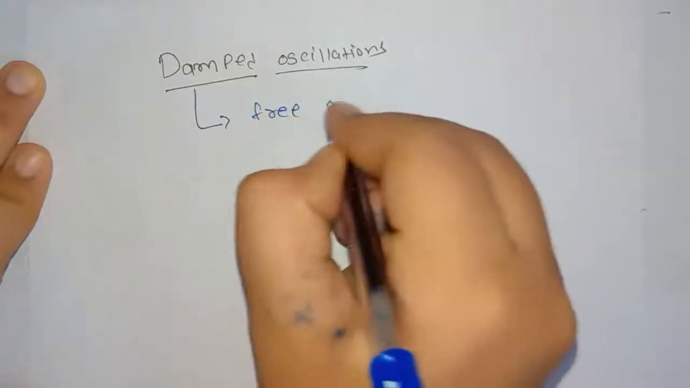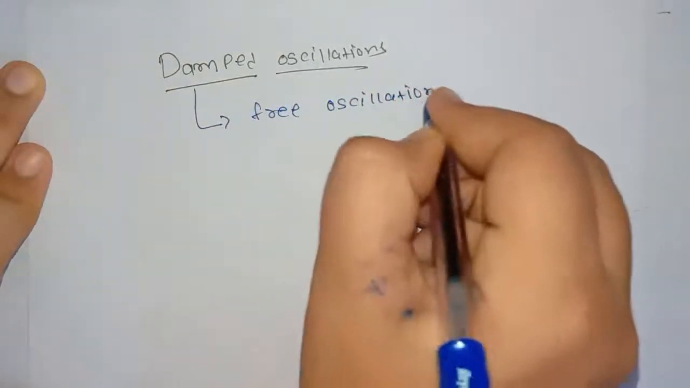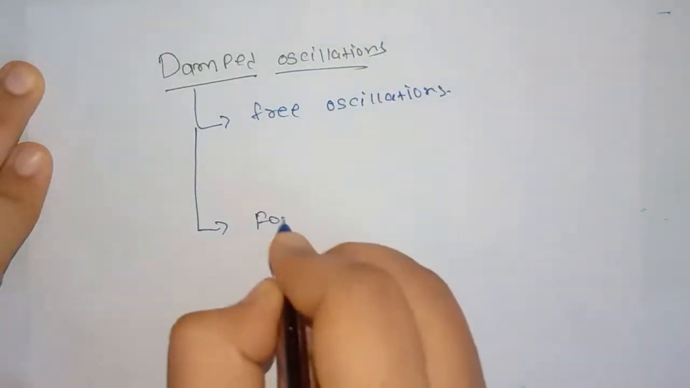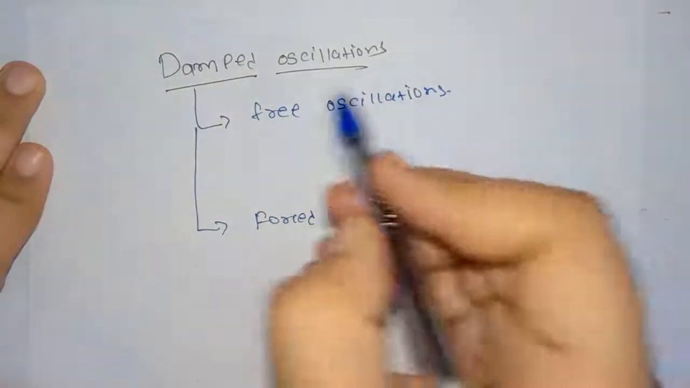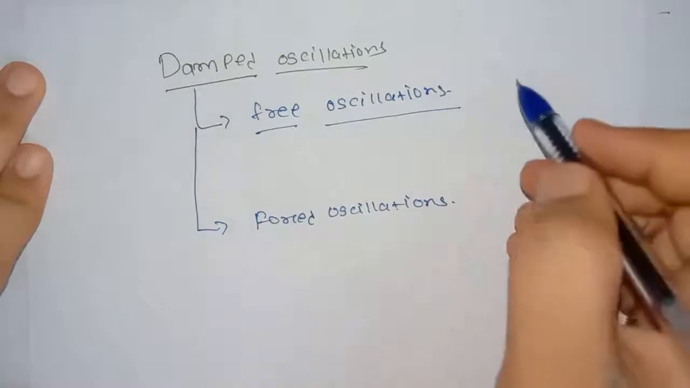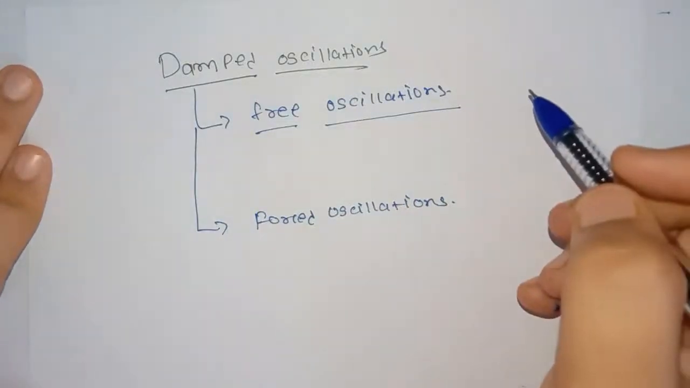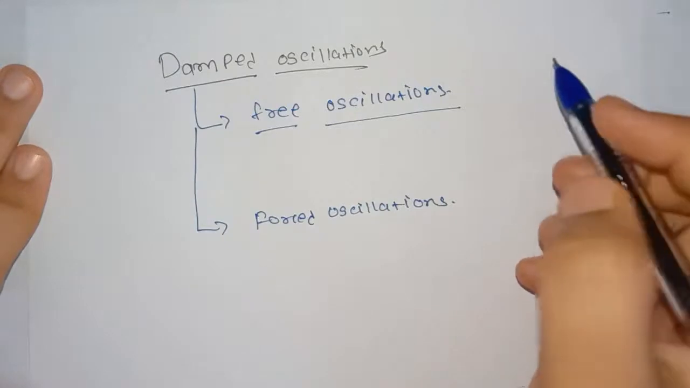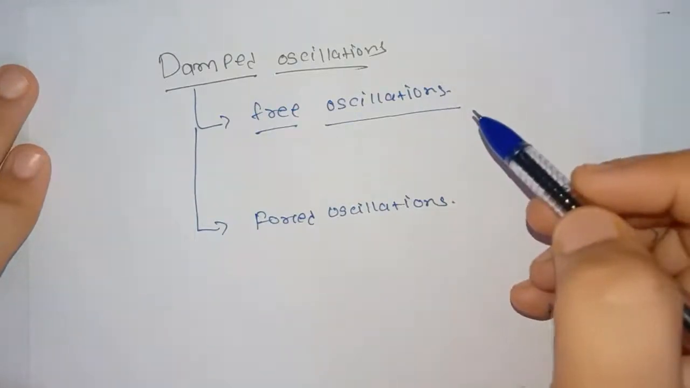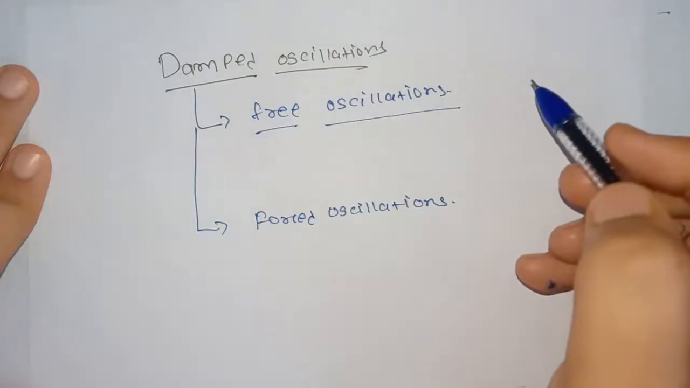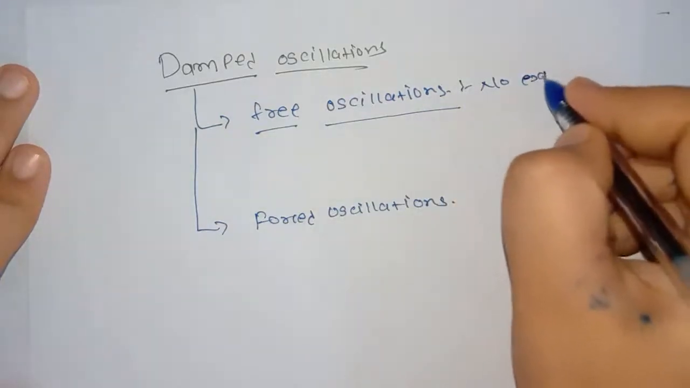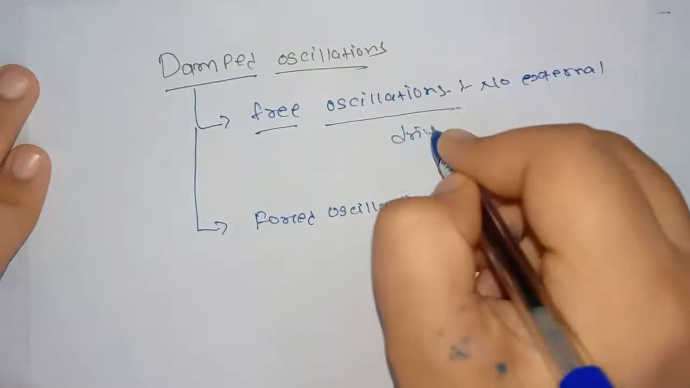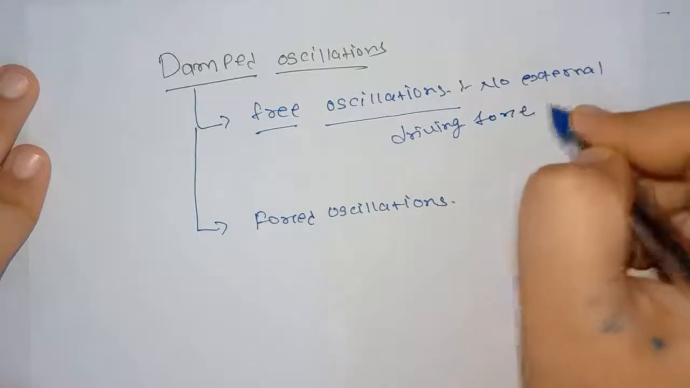There are two types of damped oscillations: free oscillations and forced oscillations. The meaning of free oscillation is that once the oscillating motion has started, we will not apply any external force to maintain the oscillation. So gradually the amplitude will decrease and finally after some time the object will be at rest. So in free oscillations, no external driving force is acting.